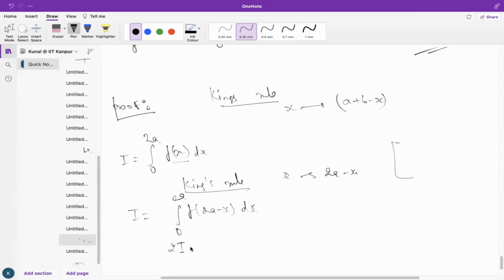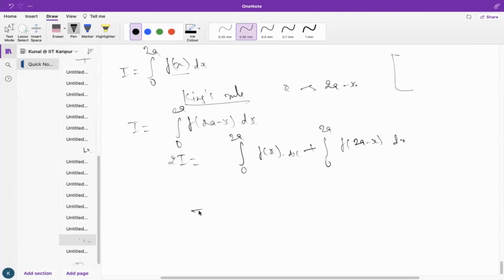So what we get: 2I is equal to the integral from 0 to 2a of f of x plus the integral from 0 to 2a of f of 2a minus x dx, right? So when we do that, we get 2I is equal to the integral from 0 to 2a of f of x plus f of 2a minus x dx. So when we proceed, we can halve the limit.